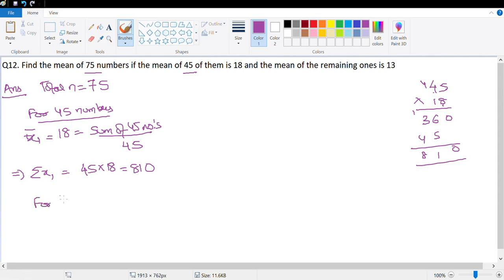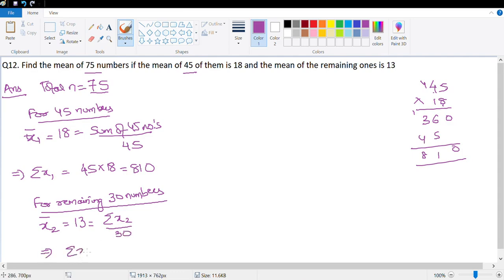Let's look at the remaining numbers. So if out of 75, 45 numbers are here, for remaining, how many numbers remain? Out of 75, 45 are gone, for remaining 30 numbers. So only 30 numbers remain. So mean of x2, let's call that data point x2. This mean is 13, which is equal to summation of x2 upon 30, which means summation of x2 is equal to 13 into 30, which is 13 into 3, 39. So this is 390.